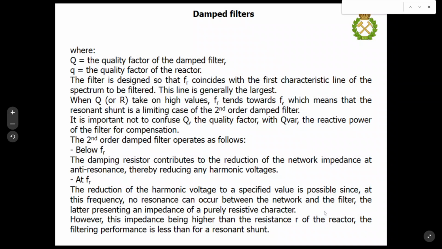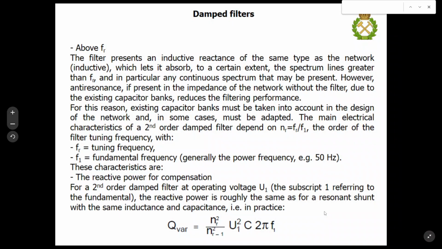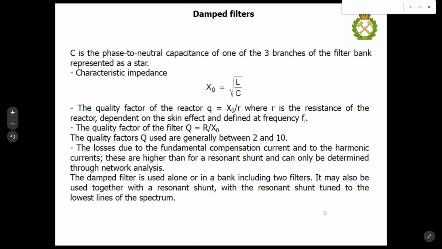And also such a filter can operate in other areas of such characteristics, and in each area it produces different characteristics, which should also be considered when planning harmonic elimination devices. And also for such a filter we can calculate the reactive power for compensation according to a similar equation, tuning frequency and fundamental frequency. Also characteristic impedance, quality factor, and other parameters similar to the resonance shunt filter.